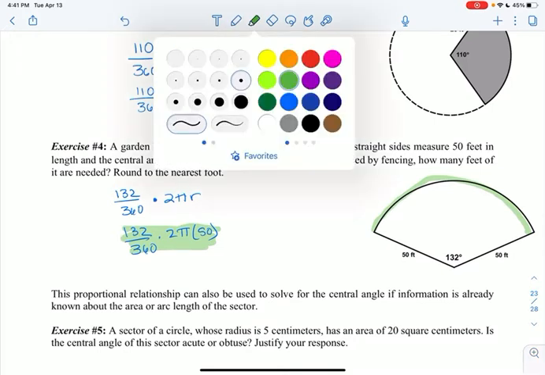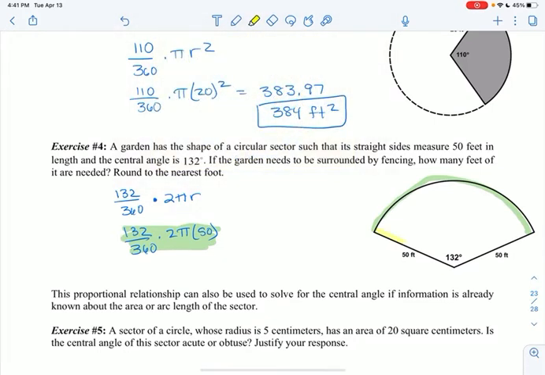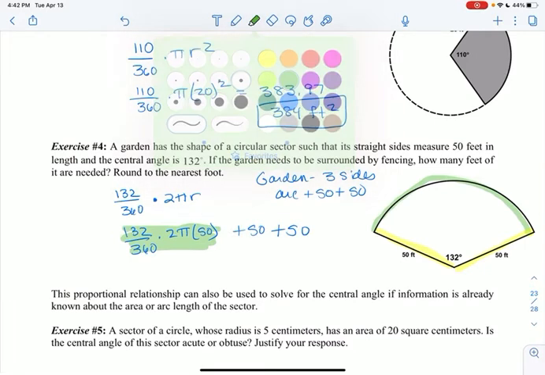But then I also need to remember I'm finding the perimeter of this whole thing. So after I do that, I'm going to have to add on 50 and 50 for the sides. So all of that goes into my calculator. Because really this garden has 3 sides. Well, they're not really sides, but I have the 2 sides and I have the arc. So it's the arc plus the 50 plus the 50. The arc is what I have in green.